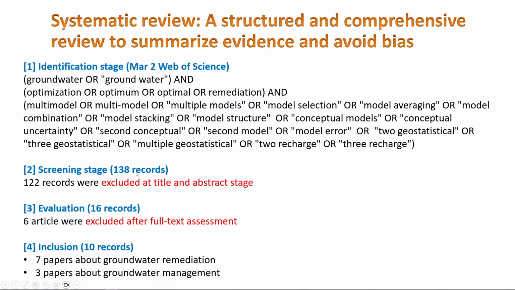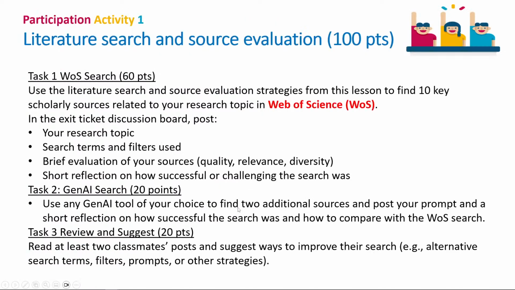So I started with 138 articles. I ended up with only 10 articles that were relevant, that I needed for my research. Out of the 10, 6 papers were about groundwater remediation and 3 papers were about groundwater management. And these are the articles that I needed and that I cited.